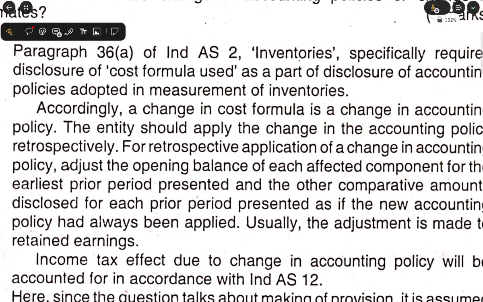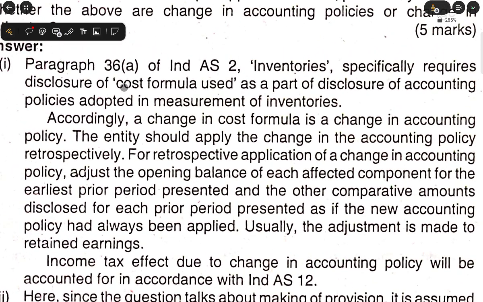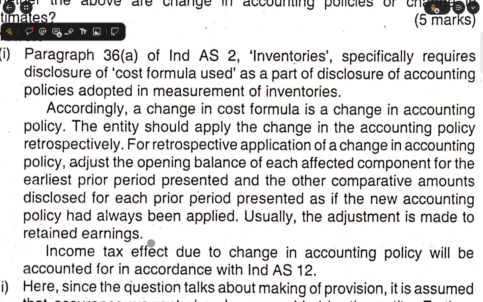Paragraph 36(1)(a) of Ind AS 2, Inventories, specifically requires disclosure of the cost formula used, in the disclosure of the accounting policy adopted in measuring the inventories. Accordingly, a change in the cost formula is a change in the accounting policy. The entity should apply the change in the accounting policy retrospectively. For retrospective application, the change in the accounting policy adjusts the opening balances of each affected component of equity for the earliest prior period presented, and the other comprehensive amounts are disclosed for each prior period presented as if the new accounting policy had always been applied. Usually, the adjustment is made to retained earnings.